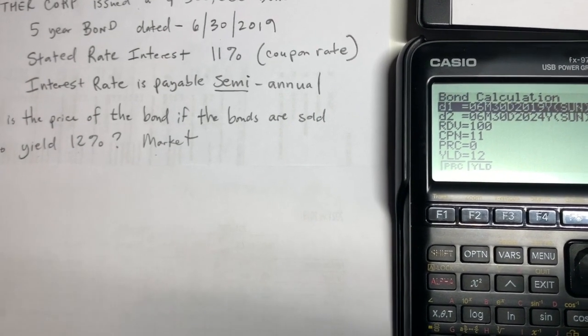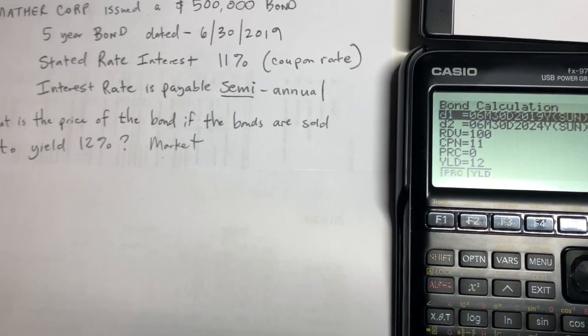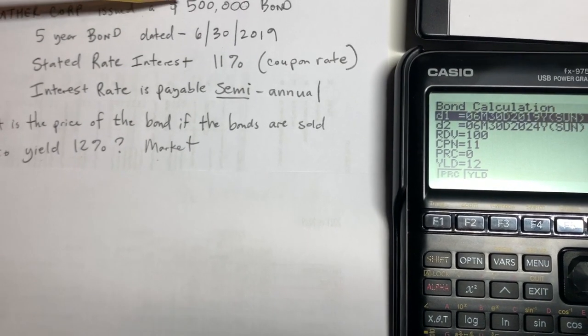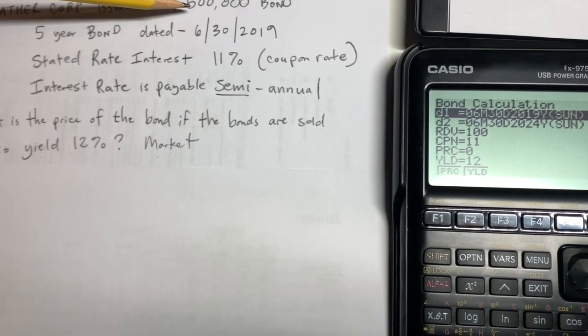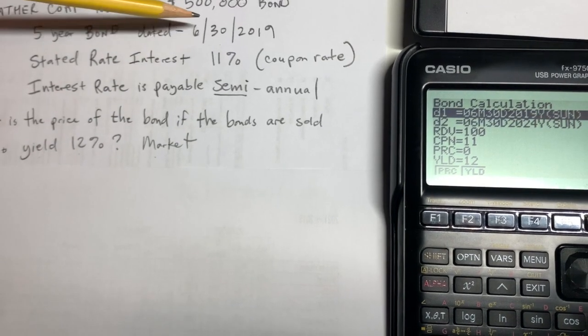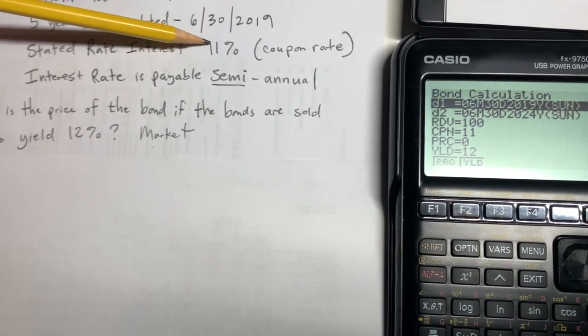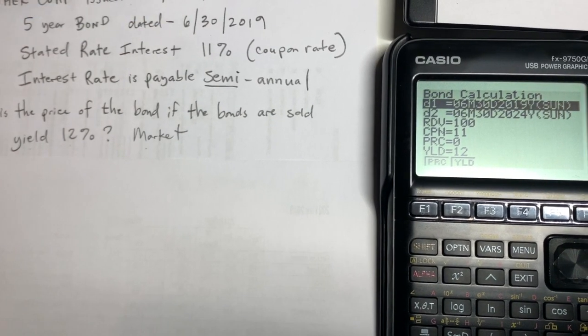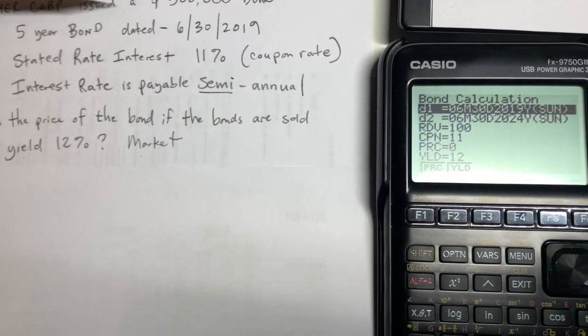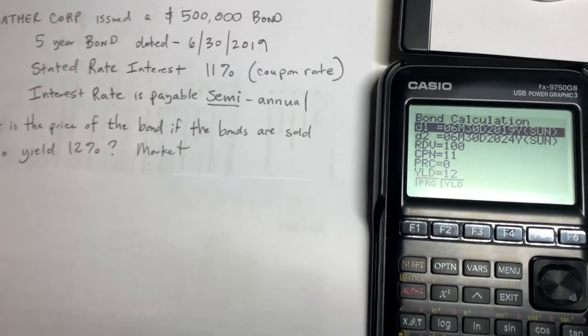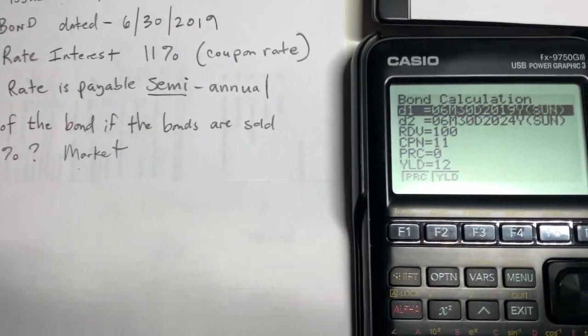So what that means is basically this bond is going to be sold at a discount. Instead of paying $500,000 to Mather Corporation for this bond, someone is actually going to pay a discounted price, because they are getting a lower interest rate in return for that bond, so they're going to be paying less than 500 grand. Okay. All right, so let's look over here at the calculator real quick.